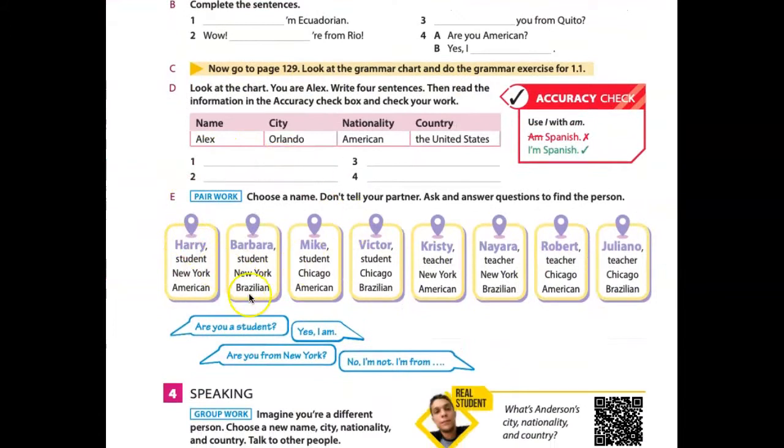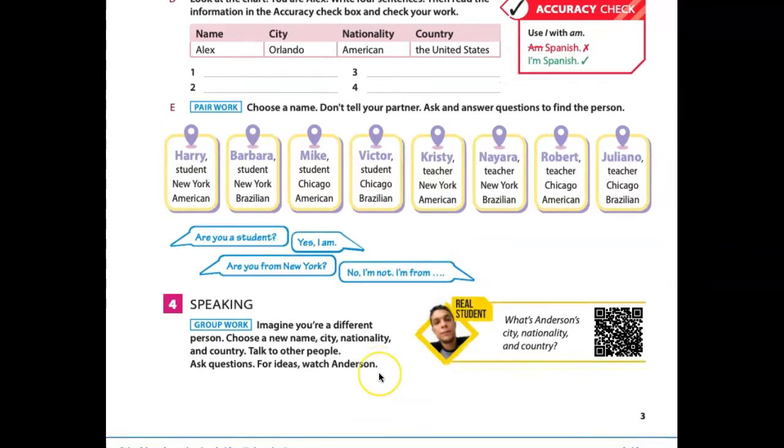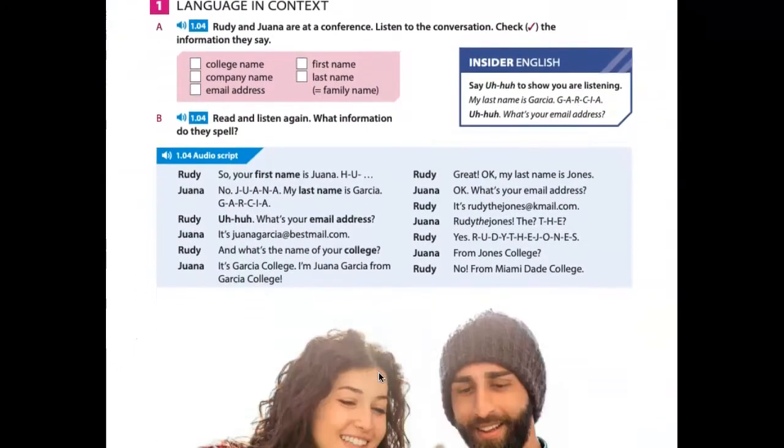Again, pair work. Choose a name, don't tell your partner, ask and answer questions to find the person. Then speaking, group work. Okay, they had pair work, now they have group work. And there's another wonderful feature about this book. You can use your cell phone and scan this code in order to see real students doing the same task as the task your students have. So your students feel confident because they see how they need to do it. Okay, that was group work.